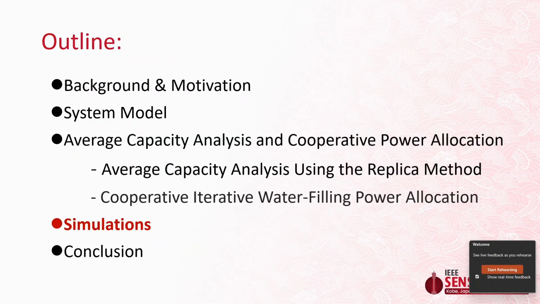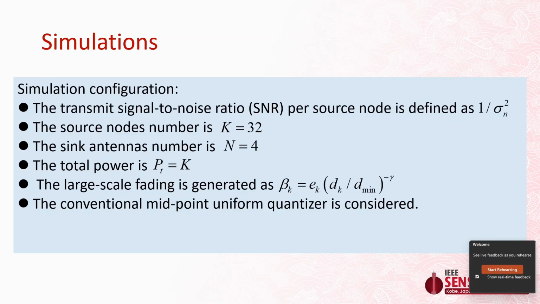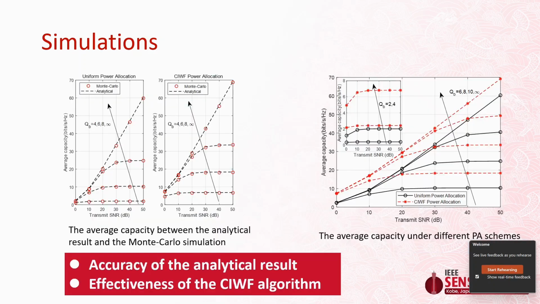Now we will move on to the simulations. In this section, we conduct simulations to validate the proposed analytical results and the performance of the CIWF algorithm. During the simulations, the source node number is set to 32 and the sink antenna number is set to 4. The conventional midpoint uniform quantizer is considered.